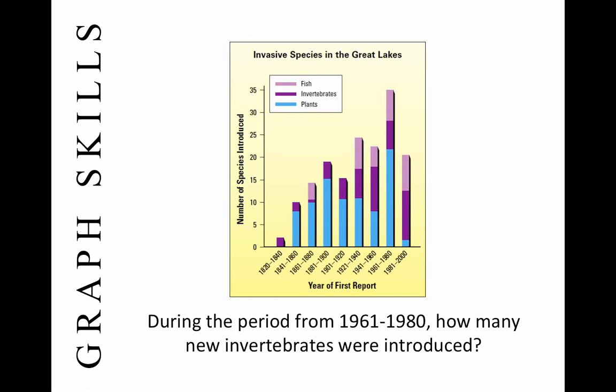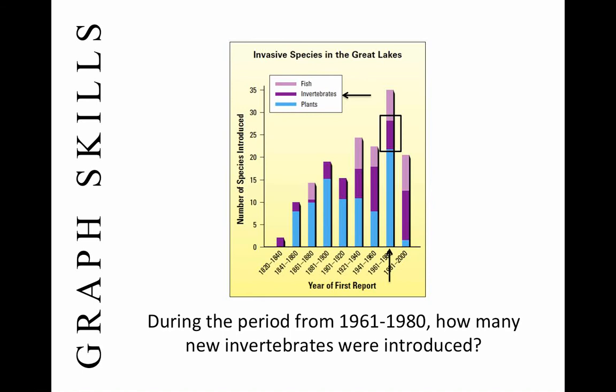Did you figure it out? If not, let me show you how I would answer this question. First, I'm going to go to the time that the question is talking about, from 1961 to 1980. Here, I can see that there are three colors, blue, dark purple, and light purple. Which one do I look at? According to my key, I can see that invertebrates are symbolized by dark purple. So this is the block that I want to look at.